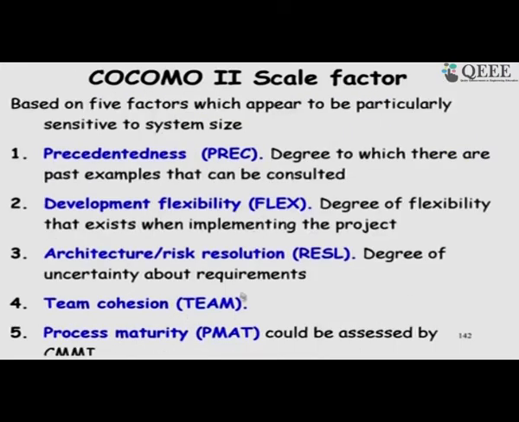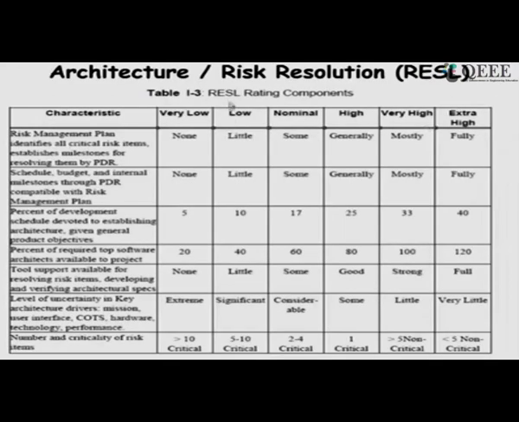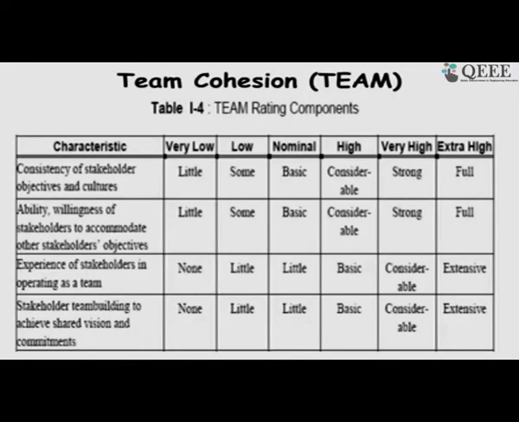So, this again I have written down for your reference, the note. This is degree of precedentedness with past examples, degree of flexibility in implementing the project, uncertainty about the requirements and how the risk resolution is carried out, team cohesion, process maturity in terms of the CMMI. So, based on that we rate again the precedentedness, development flexibility, the risk resolution, the team cohesion and so on.